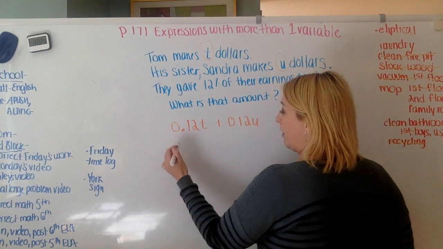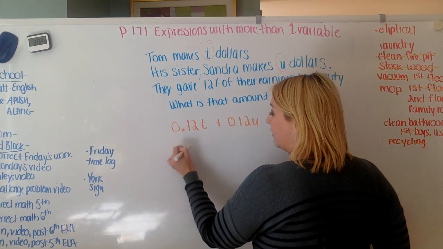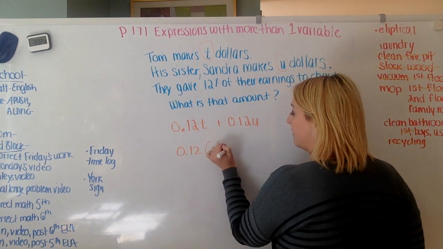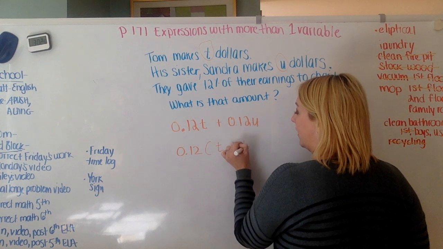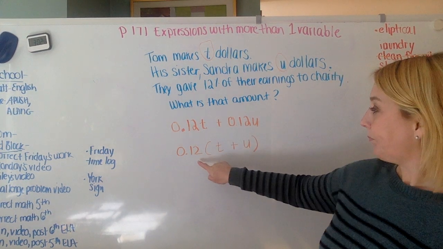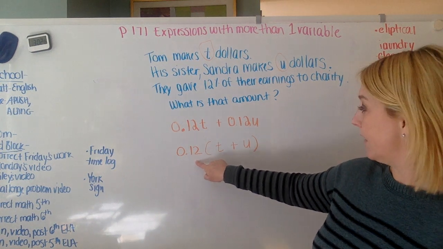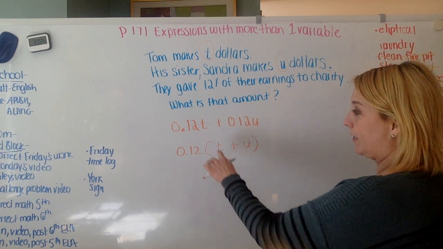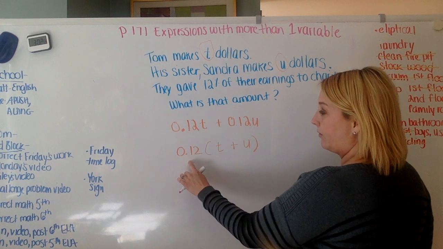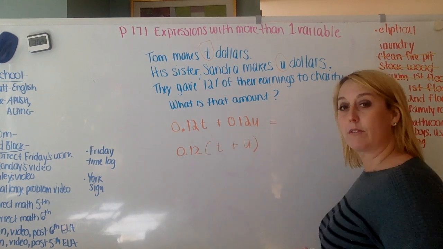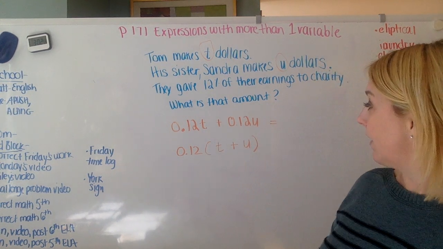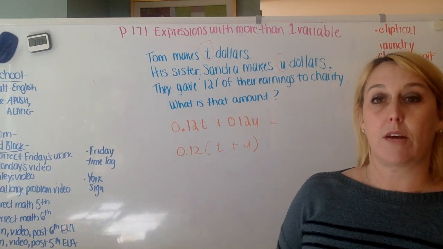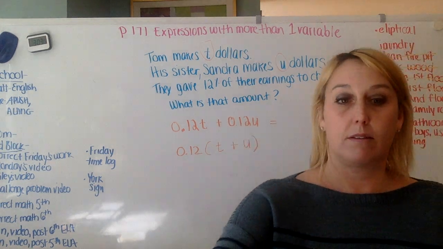What are other ways we could represent it? We could write it as 0.12, 12% times what Tom makes plus what Sandra makes, right? We could write that as 12% times T plus U, because that would be the same thing. It just means that I factored out that 12% outside of the parentheses. So these expressions are equivalent. So either of those would be fine for your answer to represent the amount of money that Tom and his sister Sandra give to charity.